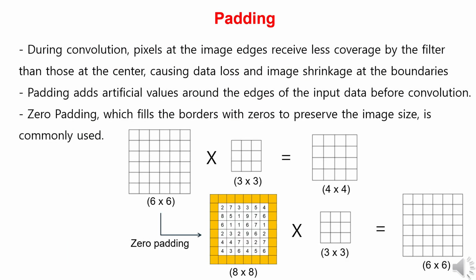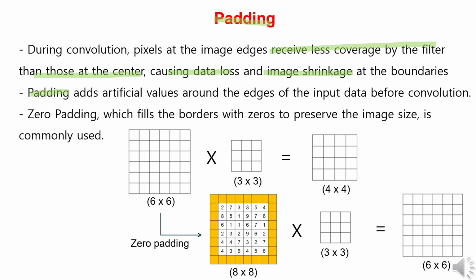Next, let's learn about padding. When we perform convolution, the pixels at the edges of an image are involved in fewer operations compared to the central pixels, simply because the filter can't fully overlap with them. As a result, important information at the edges may be lost, and the size of the output feature map becomes smaller than the input. To address this issue, we use padding.